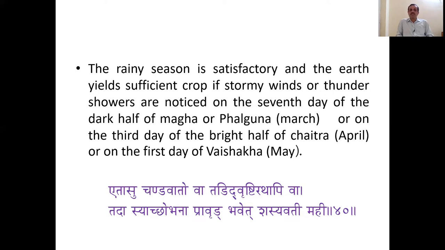So the rainy season is satisfactory and the earth yields sufficient crop if stormy winds or thunder showers are noticed on the seventh day of the dark half of Magha or Phalguna month, or on the third day of the bright half of Chaitra, Chaitra being Vasanta Rutu, or on the first day of Vaishakha. Generally, Vaishakha Masa will be in May and Chaitra in April. As all of you know, it will come after Yugadi.